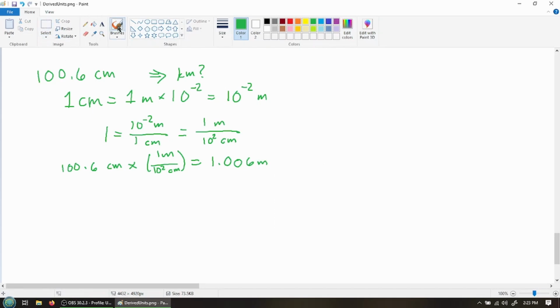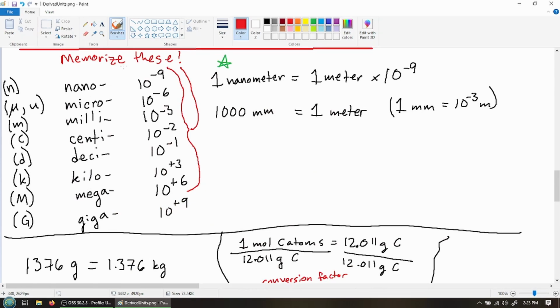So now we've converted this from centimeters into meters, because we can see that centimeters here will cancel. But our goal was to go to kilometers. This is what we really want to do. So now we still have to take this and say, how many kilometers? Well, let's scroll back up, refresh our memory. Kilo here on our list has a multiplier of 10 to the plus 3. So 1 kilometer would be 10 to the plus 3 meters.